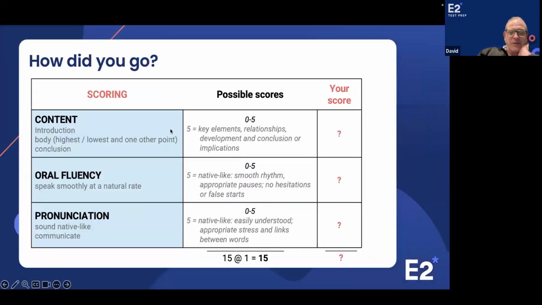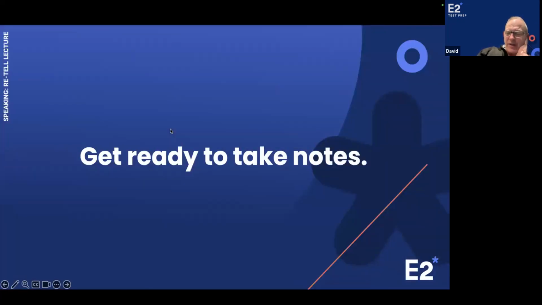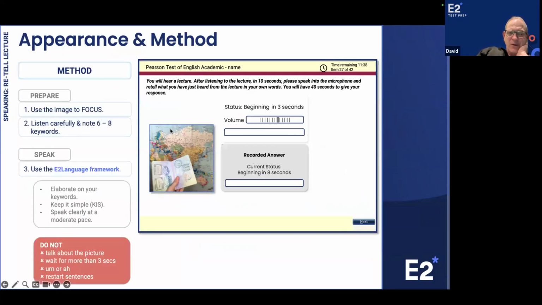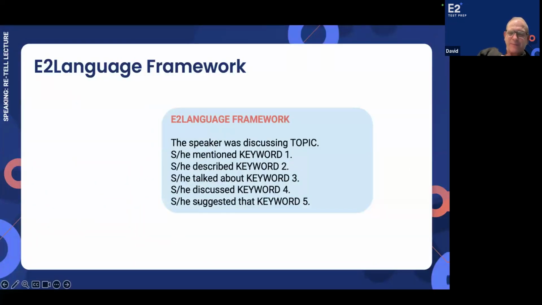Yeah, good work. Okay, now we're going to try the other difficult challenge, which is retell lecture. So in this case, what we do is we look at the image, we listen and take notes. Now, retell lecture, same as summarized spoken text in listening, DMD, TDS. So let's have a look at it.